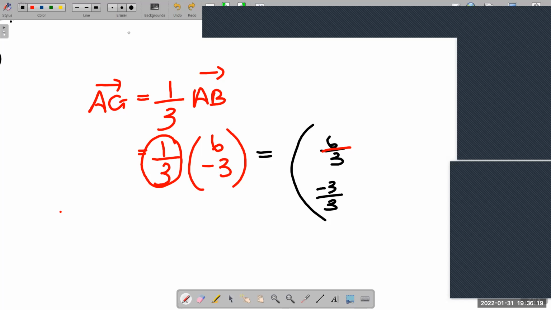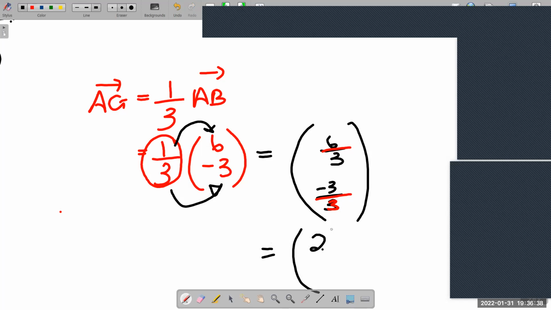Everybody see that? You have to do it to both numbers. So you're saying 6 divided by 3, and then -3 divided by 3. Everybody with me? So this is a combination of revision of algebra. So what is our final answer then, my people? 6 divided by 3 is what? 2. And -3 divided by 3 is -1. So guess what we just did? We found AG.